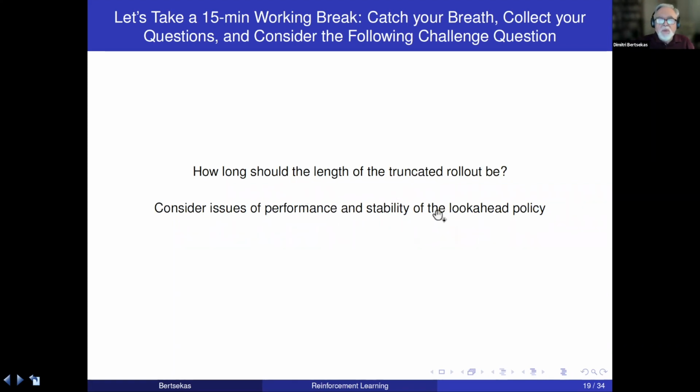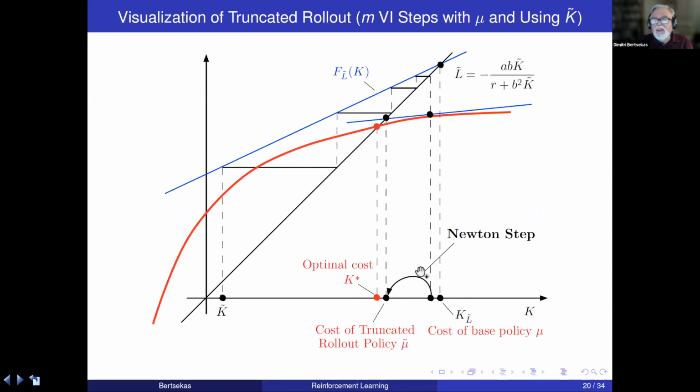Here's a question for you to think about. How long should the length of the truncated rollout be? And consider issues of performance stability of the look-ahead policy in conjunction with how long the truncated rollout is. The picture that's relevant here is this picture that I showed you earlier, and I'd like you to look at this picture with this question in mind. How long should the truncated rollout be, how does it affect performance of the look-ahead policy, and how does it affect stability?